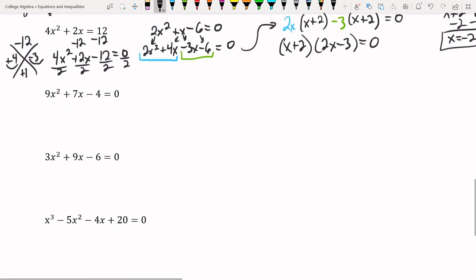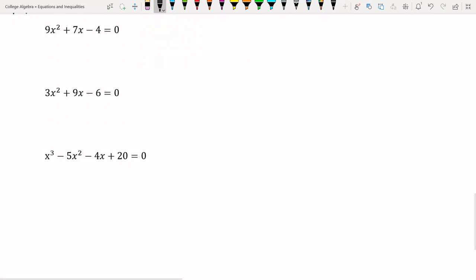All right. 3 more. This problem has no greatest common factor. And it's already solved for 0, so we can use the AC method on it. Doing the AC method gives us a times c. 9 times negative 4 is negative 36. And b is positive 7. Now, what two numbers multiply to give negative 36 and add to give positive 7?